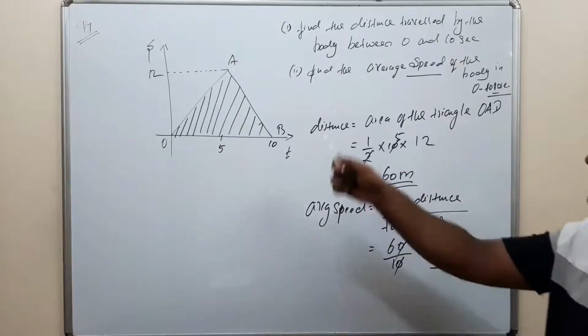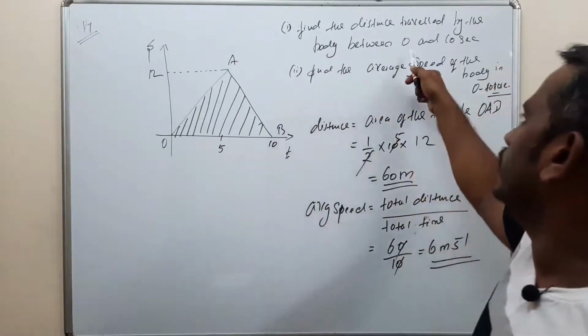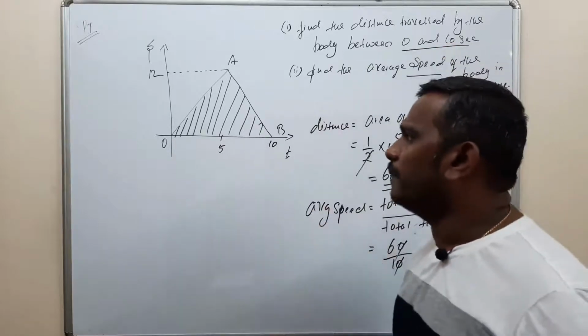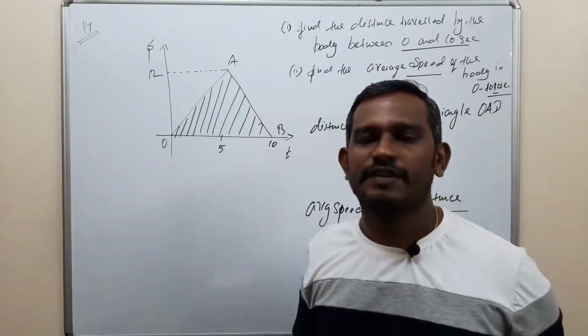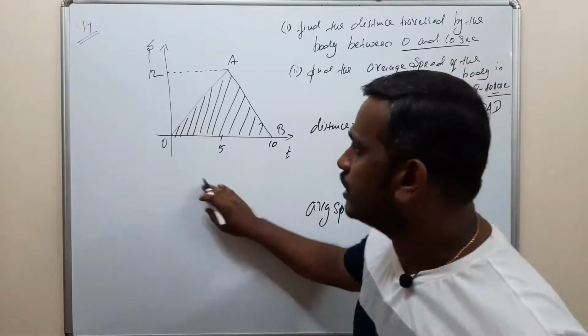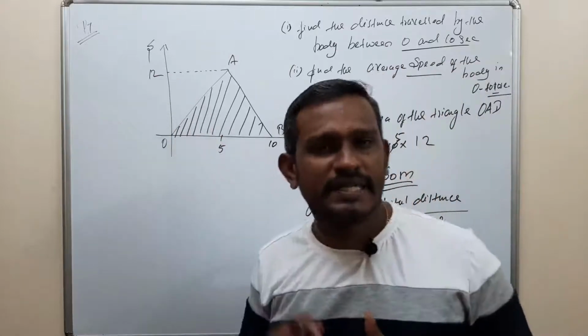Clear? So as the speed time graph is given, we have to find the distance traveled by the body between the time interval 0 to 10 seconds. The area under the speed time graph gives the distance.